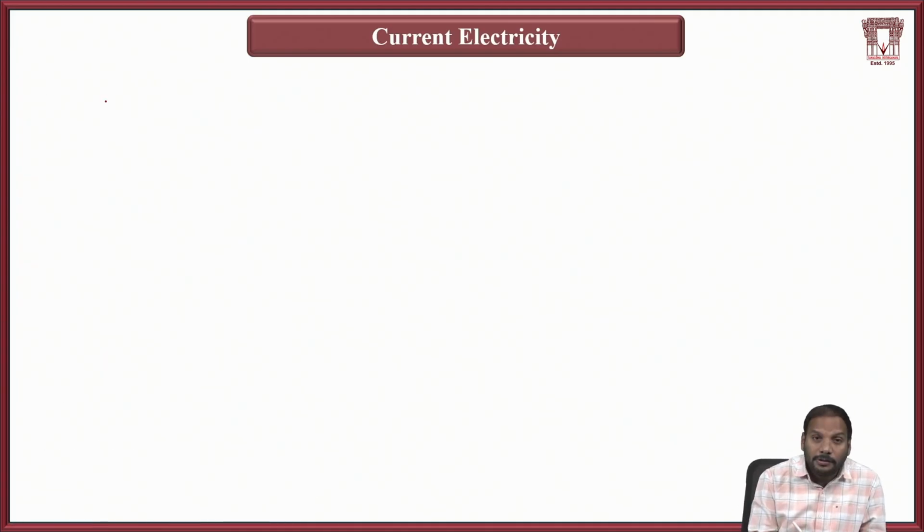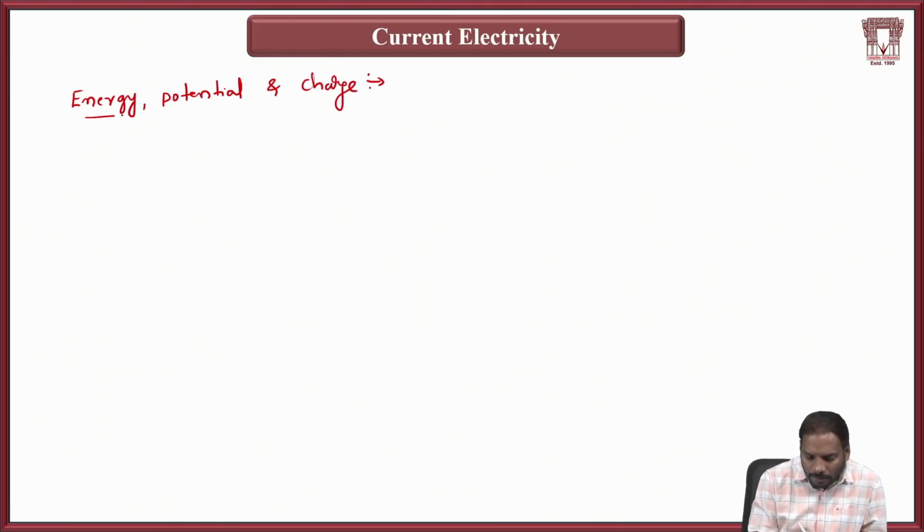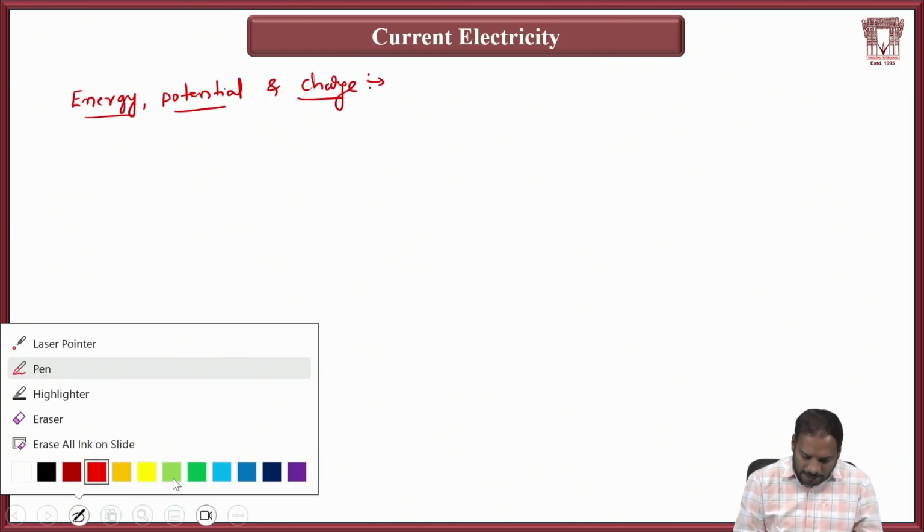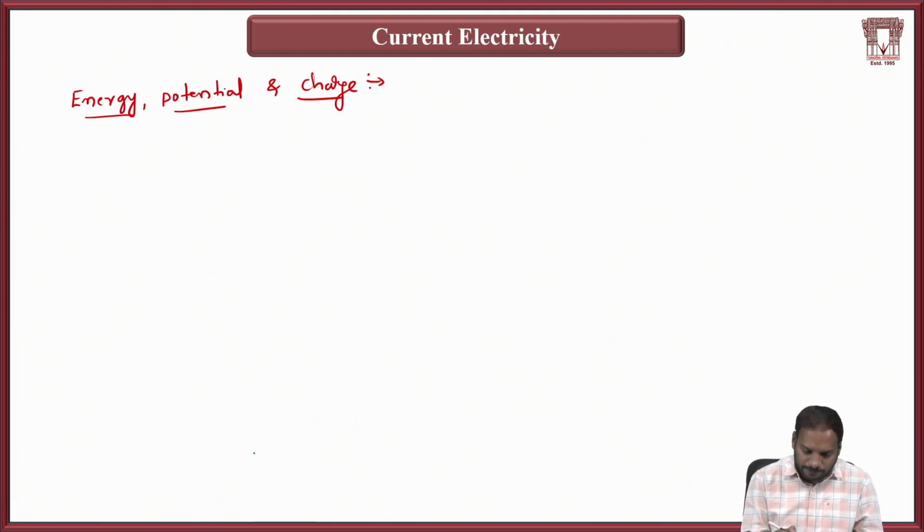Today we'll discuss the concepts of energy, potential, and charge. When I write energy, potential, and charge, what is the relationship among them? This is also one of the most important things. To make you understand this concept, I'll take a small electrical circuit once again into the picture.